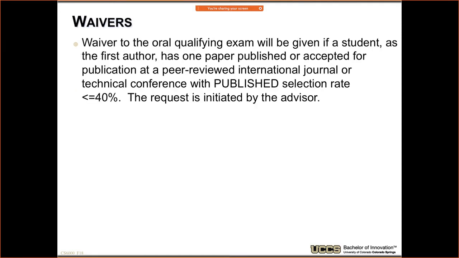There is a way to get out of it. If you have published a paper after joining UCCS, in a good enough venue with a less than 40% selectivity rating, then you can get out of this oral exam, just like you could have gotten out of this class if you had one of those. It takes 2 to get out of both, but 1 for each. I don't know if any of you get a waiver, so you can say you're not going to get out of it. If you write that survey paper and it gets published in a good enough venue, then you don't have to do the oral exam. But really, after you've written the paper, doing the exam is not a big deal.